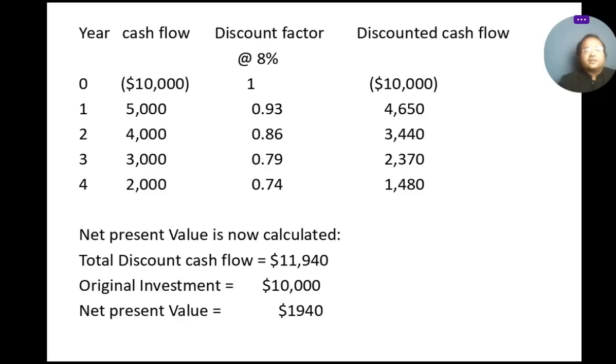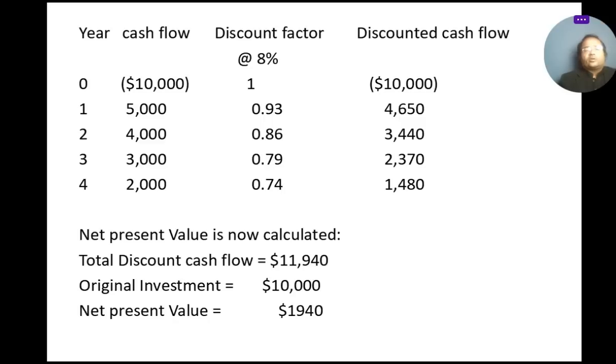Year 3 has 3,000 cash inflow and your discounted cash flow is 2,370. In year 4, your cash inflow is 2,000, the discount factor is 0.74, and your discounted cash flow is 1,480.